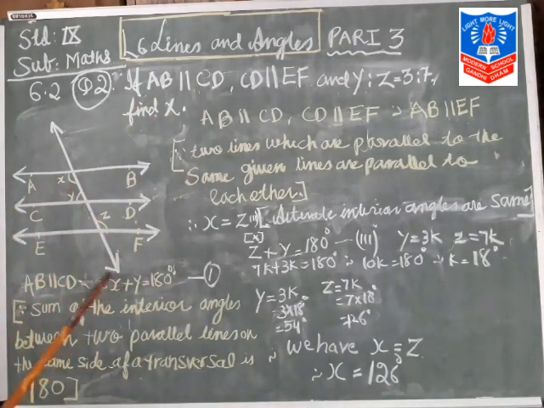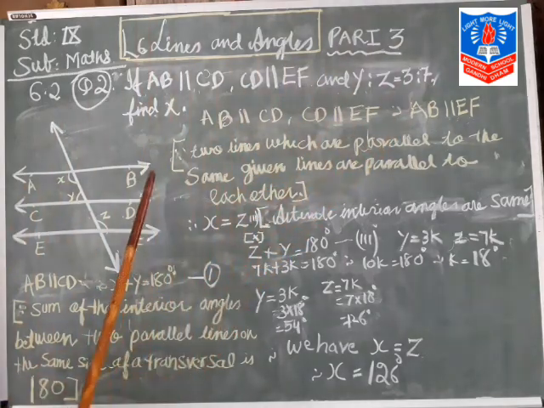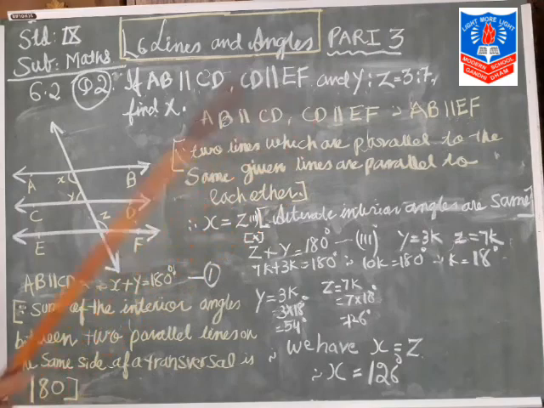Now, second, again AB parallel to CD and CD parallel to EF, then we are saying AB parallel to EF. Two lines which are parallel to the same given line are parallel to each other. Clear? So we can say x equals z, because alternate interior angles are the same. Therefore, x equals z.